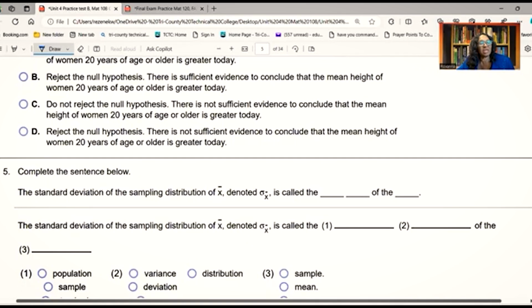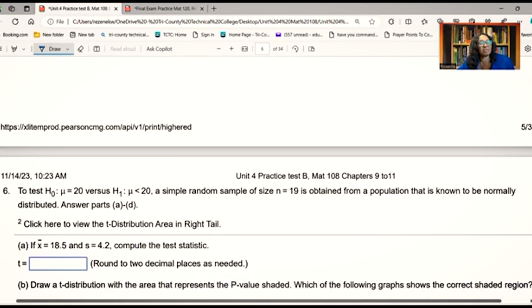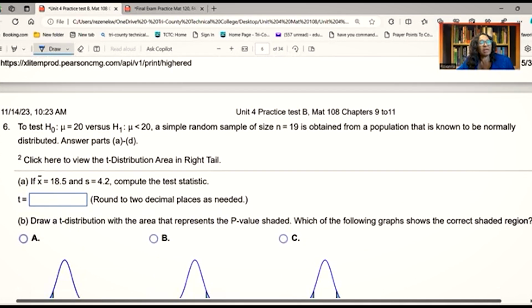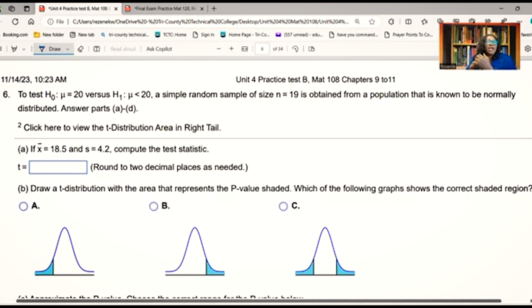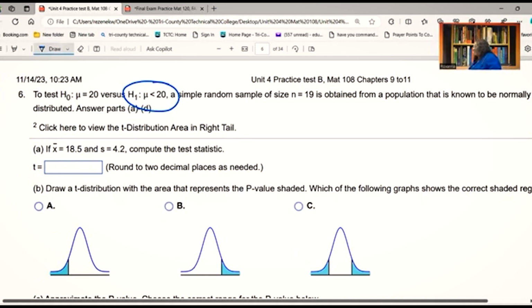Let's see if we can get a 2-tailed hypothesis test. Well, this is 1-tailed. Well, we can do it. Anyway, to test H0, mu is equal to 20 versus H1, mu is less than 20. What kind of test is number 6? So, left-tailed test. If X bar is 18.5 and standard deviation is 4.2, compute the test statistic.